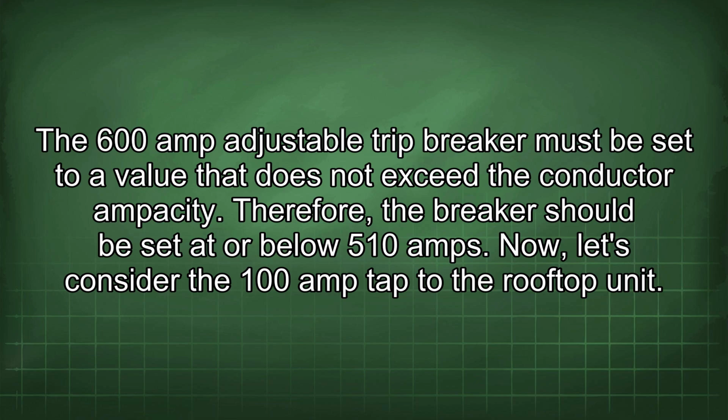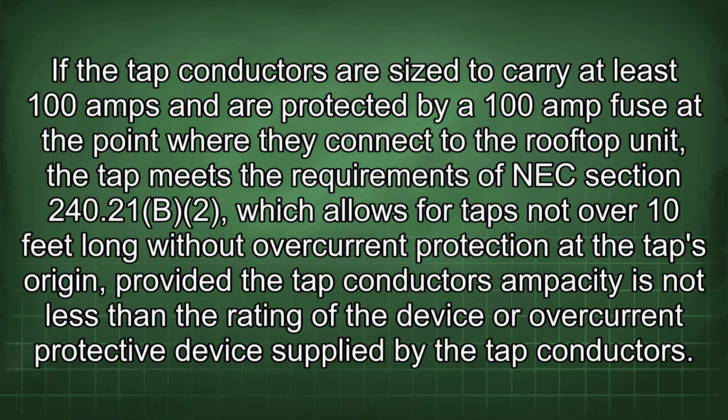Now, let's consider the 100 amp tap to the rooftop unit. If the tap conductors are sized to carry at least 100 amps and are protected by a 100 amp fuse at the point where they connect to the rooftop unit, the tap meets the requirements of NEC Section 240.21(B)(2), which allows for taps not over 10 feet long without overcurrent protection at the tap's origin, provided the tap conductor's ampacity is not less than the rating of the device or overcurrent protective device supplied by the tap conductors.